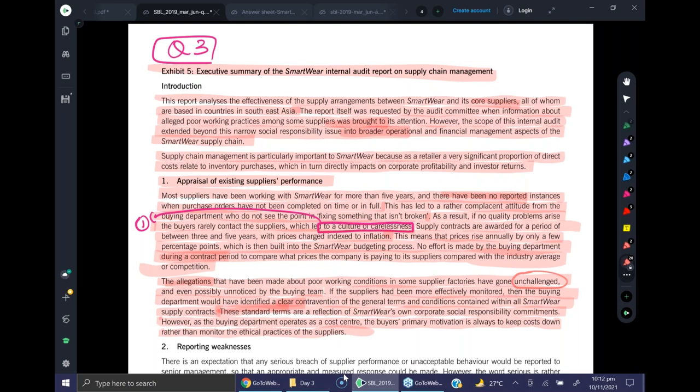Yeah, and it's going against the contractual terms too, Ikra. So ICRA says that poor working conditions being unnoticed is affecting the social responsibility of SmartWear, and it's going against the terms of the contracts too, where they have themselves promised to take care of it.